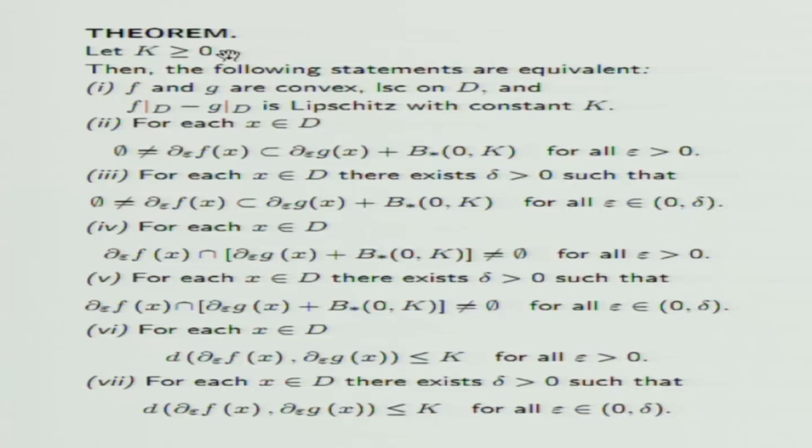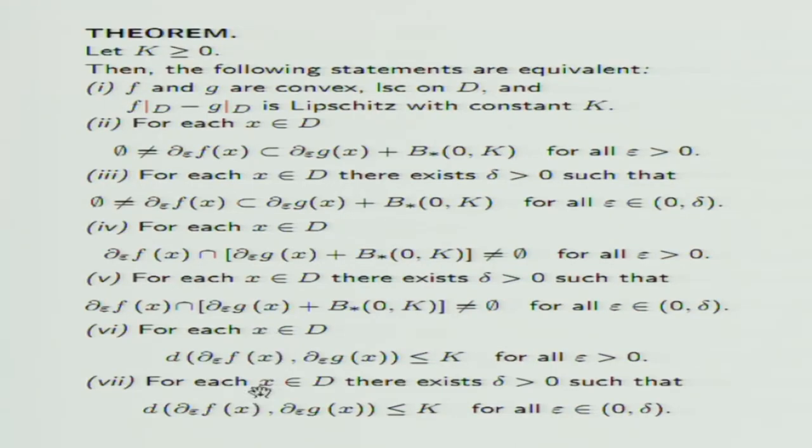This follows immediately from the general theorem by just computing the epsilon subdifferential of the norm at the origin, which turns out to be the unit ball in the dual space. Well, not the unit ball, the ball with radius k and center at the origin. Okay, so this is just, up to statement 5, an immediate application of the general theorem.